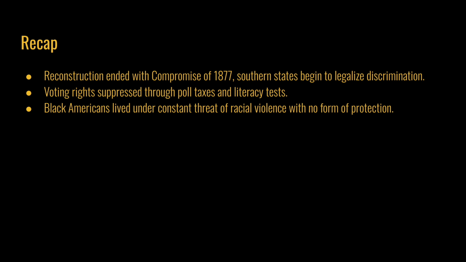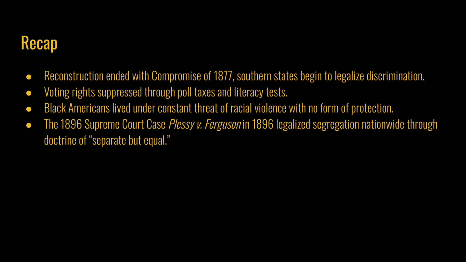And finally, here's a recap. Reconstruction ended with the Compromise of 1877, and Southern states began to legalize discrimination shortly thereafter. Voting rights were suppressed through poll taxes and literacy tests, and black Americans lived under the constant threat of racial violence with no form of protection. Finally, the 1896 Supreme Court case Plessy v. Ferguson legalized segregation nationwide through the doctrine of separate but equal. This era represents one of the most regressive periods in American history, with the gains of Reconstruction being systematically dismantled.